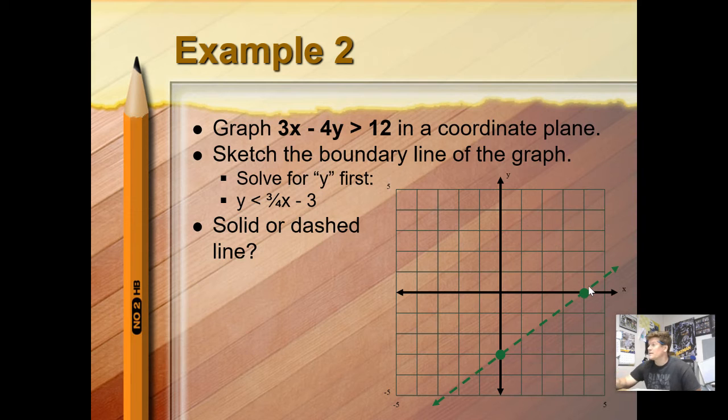Now that we have this, the last thing we need is the shade. Am I above or below? Since I'm less than, I'm below. So notice that shade. Everything below the line, it's shaded. Now I'm done. Example number 2.